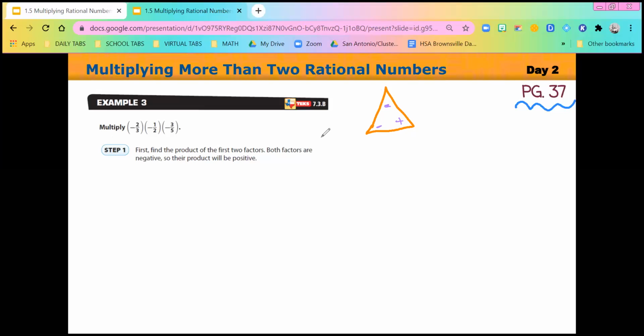They're going to basically break it down for you step by step on how to solve this type of problem. So it says, first, find the product of the first two factors. Both factors are negative, so their product will be positive. When they say the first two factors, I'm going to keep things color-coded. What they are talking about are those two fractions first. So that means we're going to multiply negative 2/3 times negative 1/2.